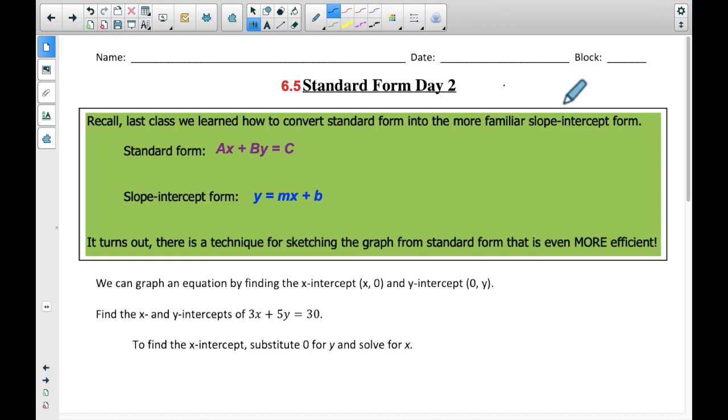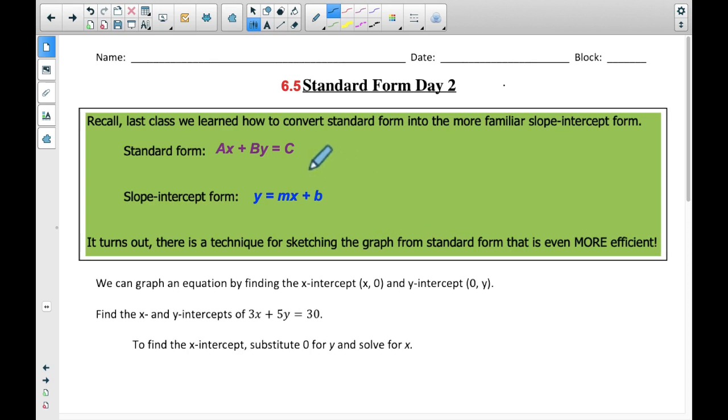Hi everybody. In this video today we're going to be talking about standard form a little bit more, continue talking about that and also doing some graphing from standard form. So remember that we have standard form, which is ax plus by equals c, and we have slope intercept form, which is y equals mx plus b.